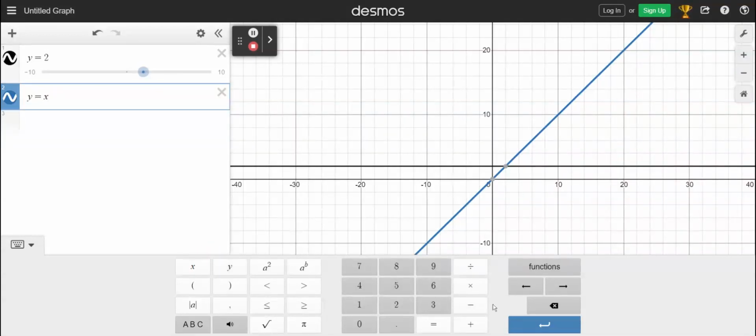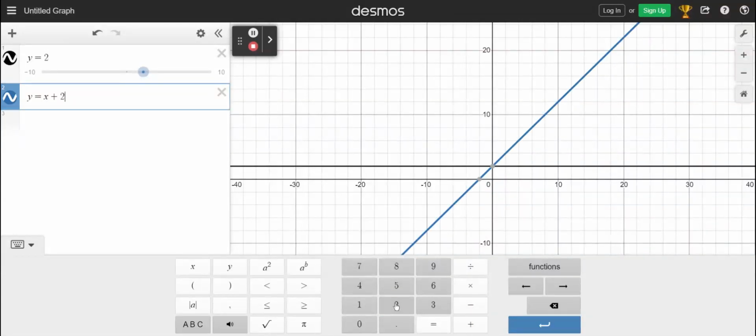Let's say that y is equal to x plus 2 now. By adding a second variable, what we get is a diagonal line in this case. That would be the first binomial.